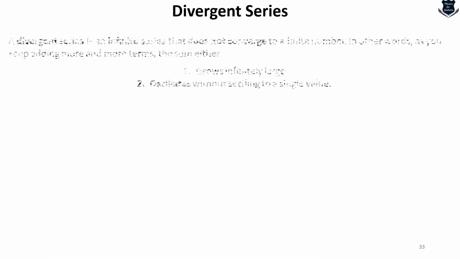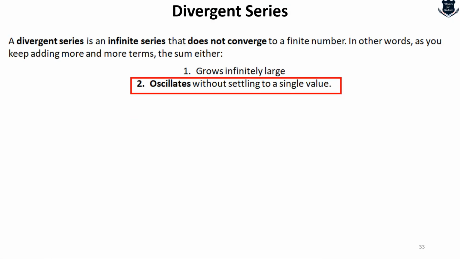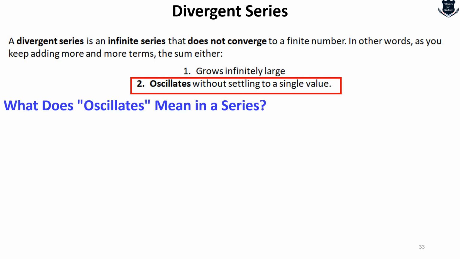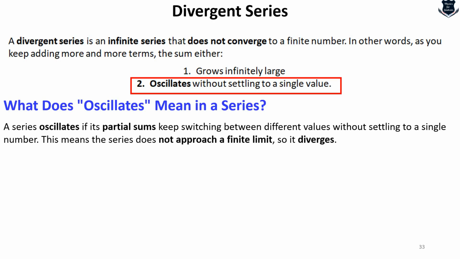Now the definition also says this part, oscillates without settling to a single value. What does it mean? Simple. Oscillate means in a series the partial sums keep switching between different values without settling to a single number, and this means that again the series does not approach a finite limit, it diverges.